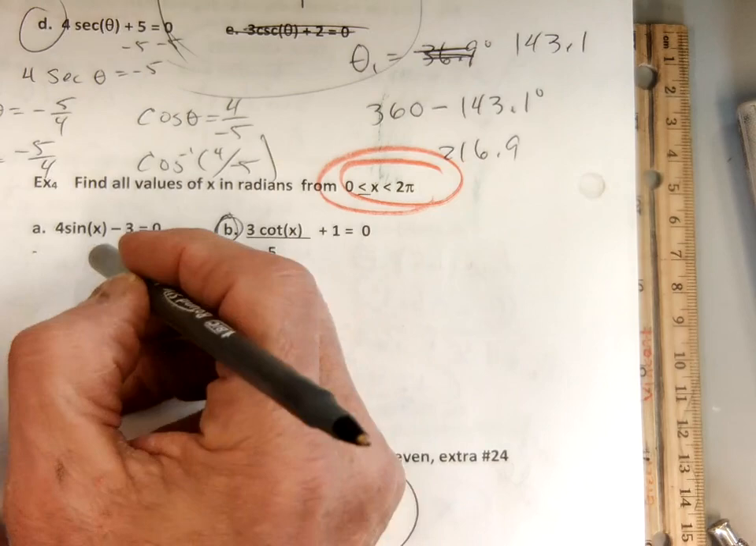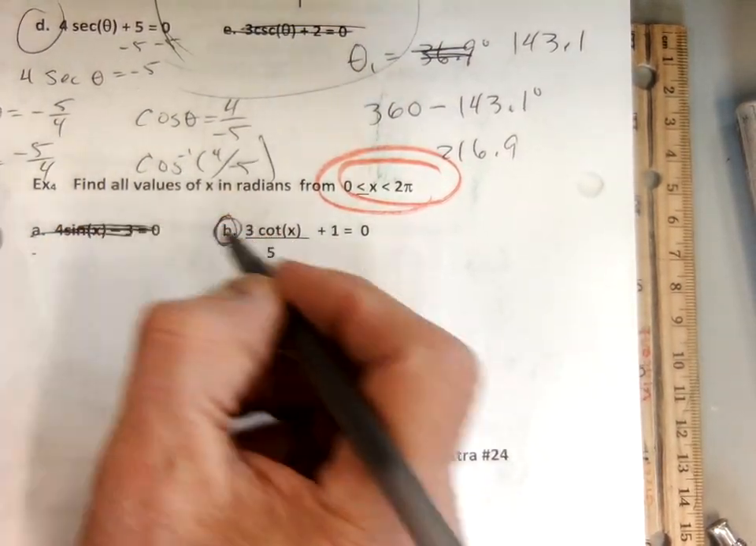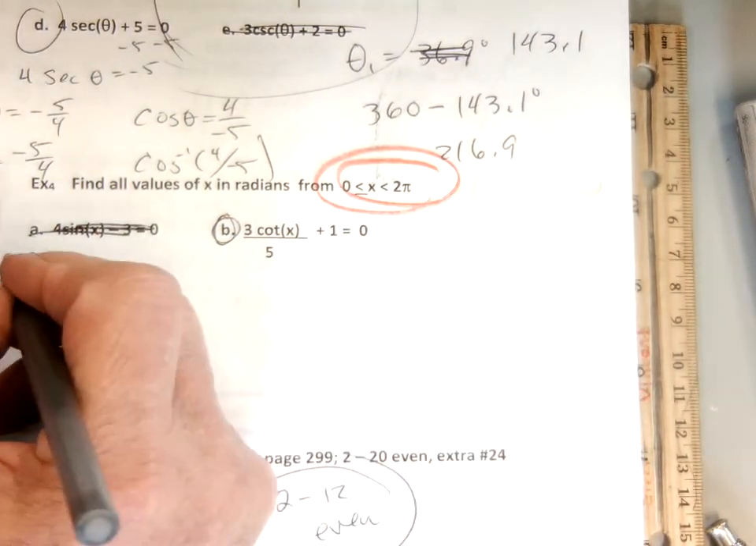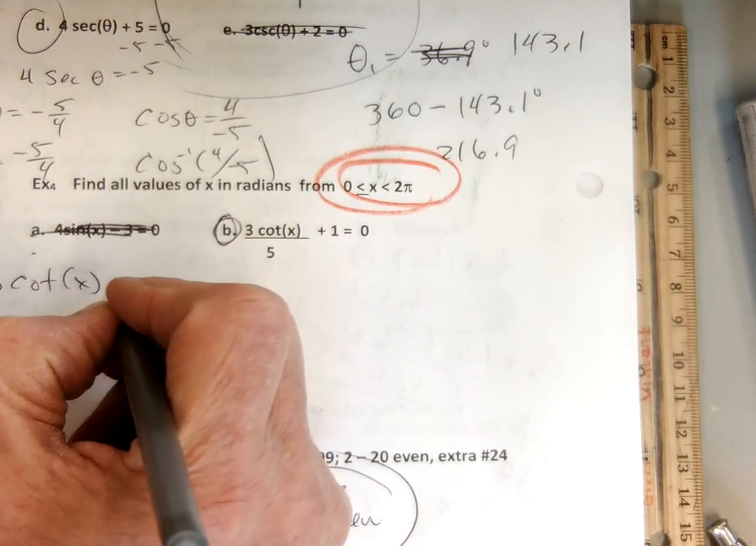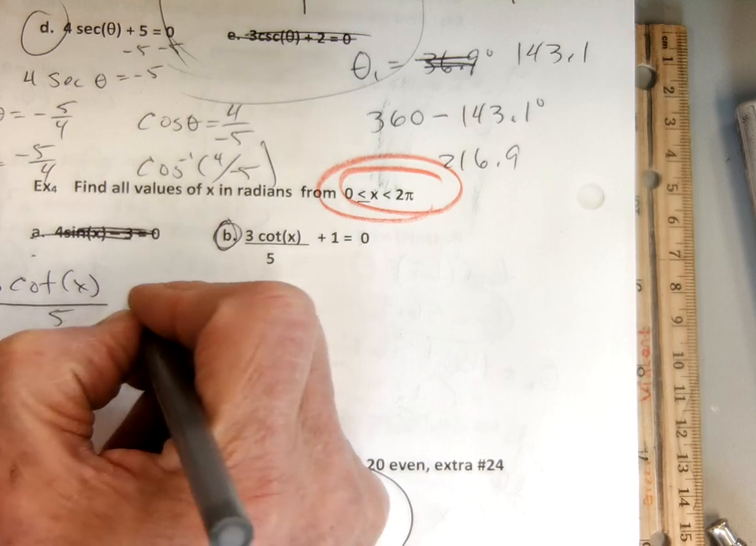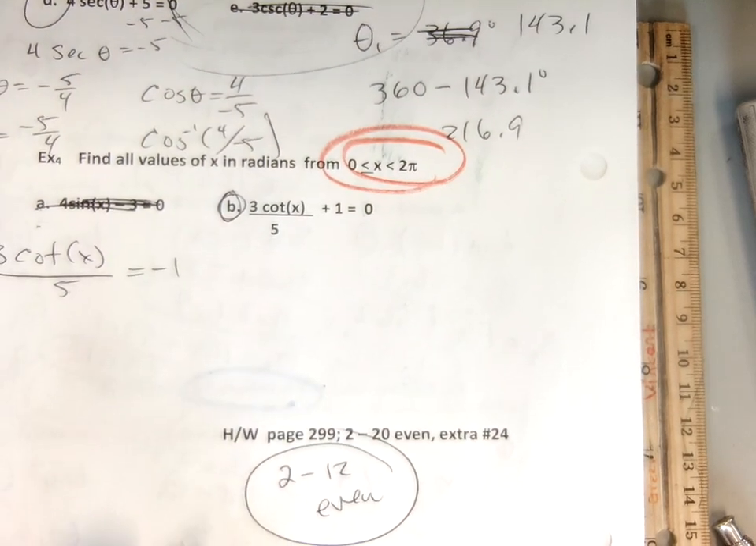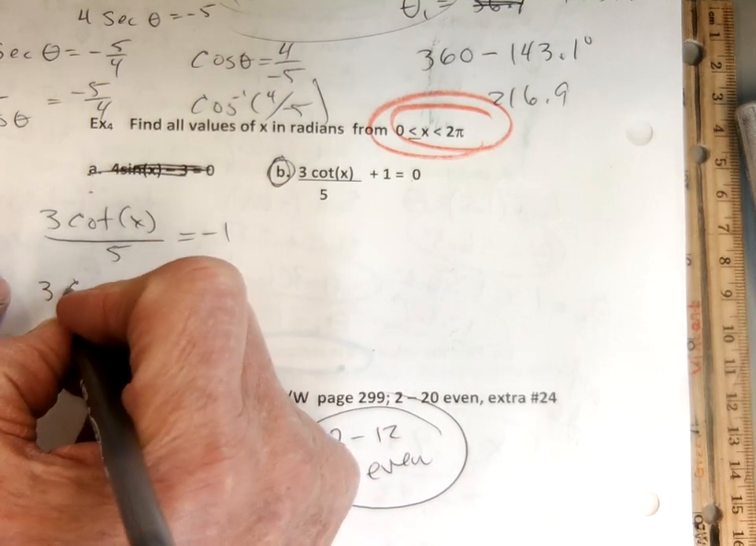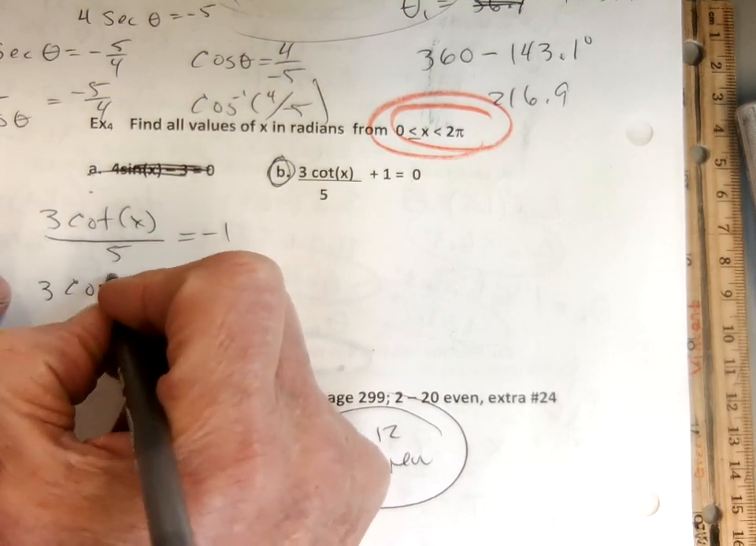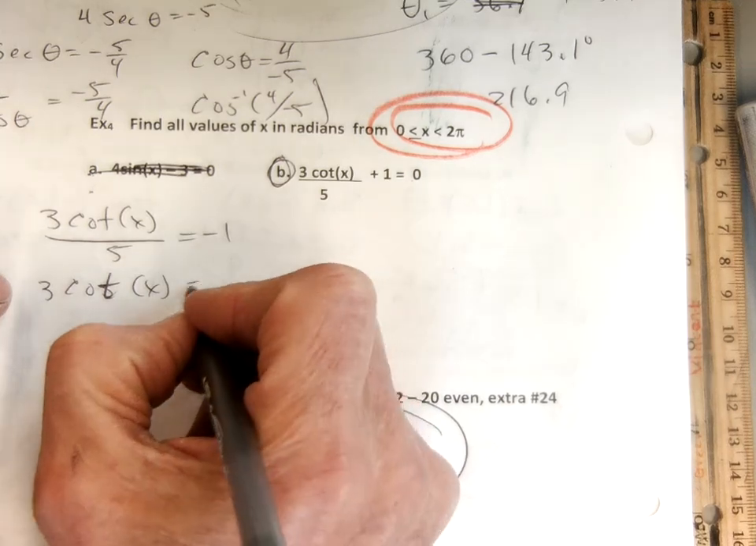So on B, I'm going to get rid of A. I'm just going to solve. So minus 1, I'll get 3 cotangent of x over 5 equals negative 1. Multiply by 5. 3 cotangent of x equals negative 5.